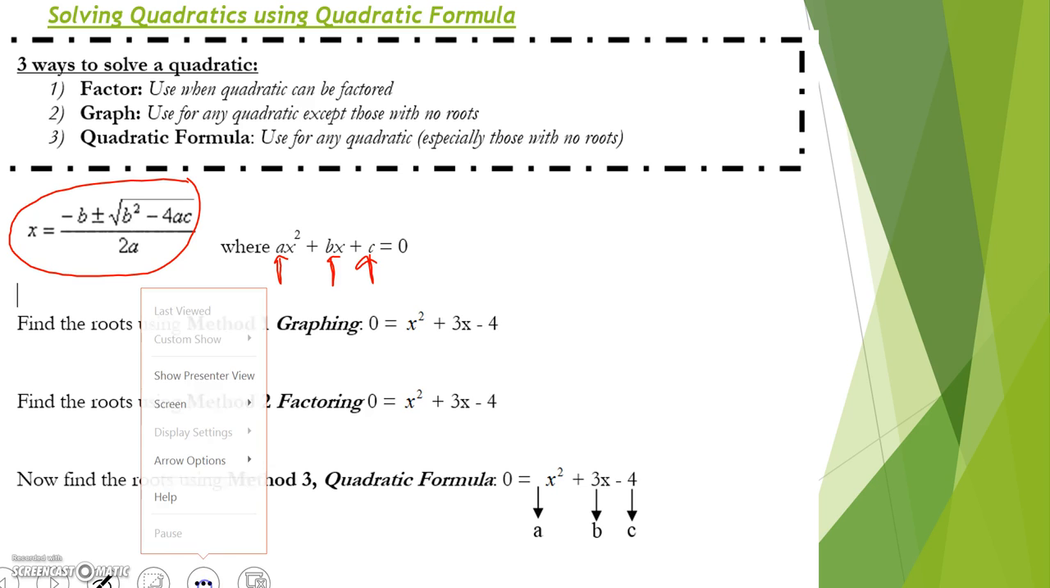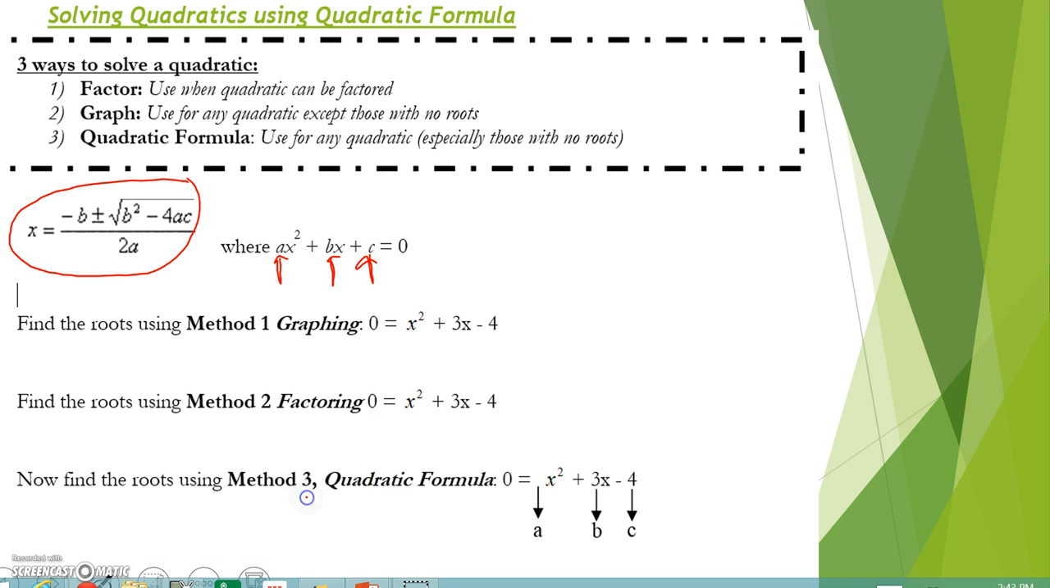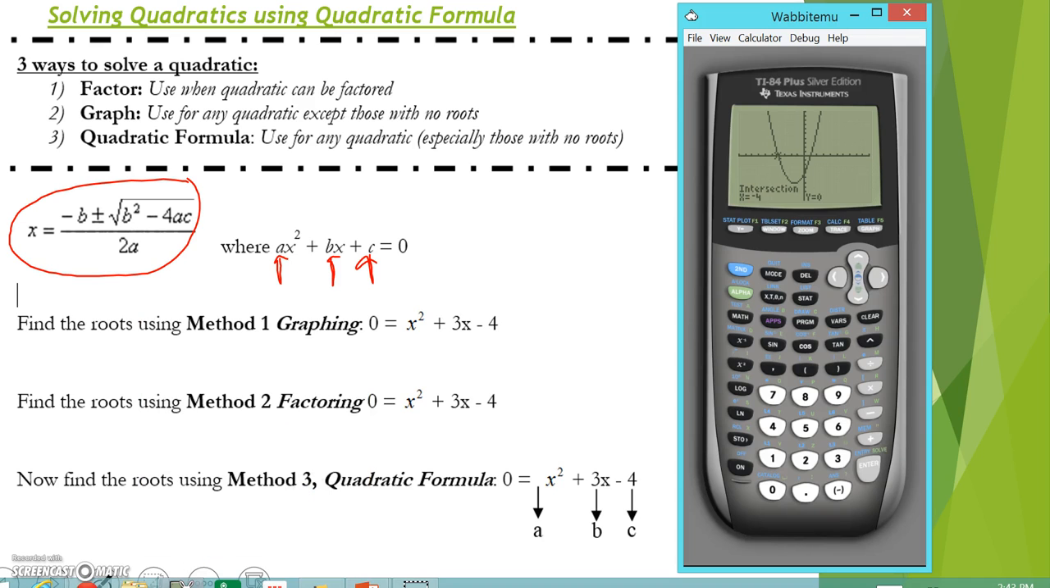So the first method is graphing. We have this quadratic, and we're going to put it into y equals like so, with 0 in y2. Hit second trace 5, and I'm going to hit enter, enter, enter. I get -4 as my first one. Now I'm going to do it again. Second trace 5, I'm going to move it to the other side, and I hit enter, enter, enter, and I get 1.